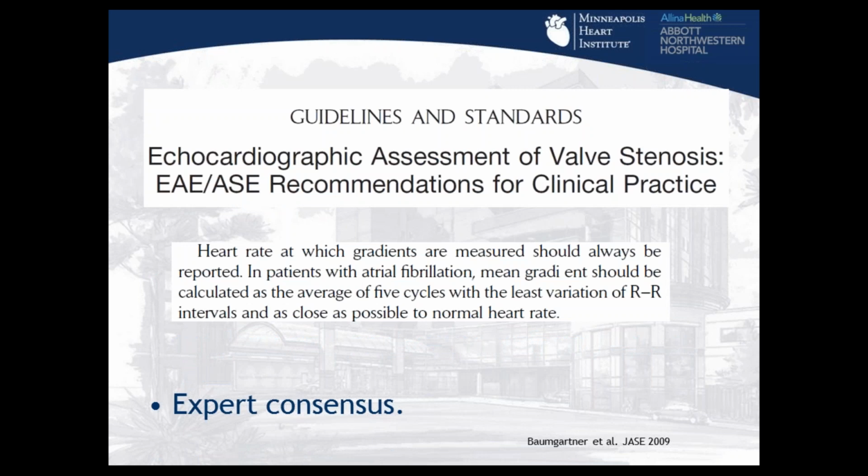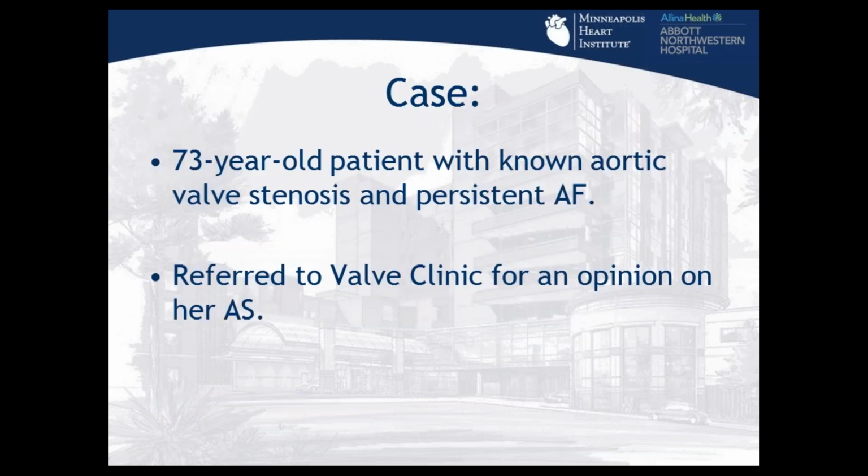This is actually from the ASE guidelines. They tell you to choose 5 cycles where heart rate is as close as possible to the normal heart rate. I don't know what that means. But you have to average 5 cycles. And if you look at the references or the citations, there are no citations behind it. So they sat down and came up with this, and there was no reference or anything for this.